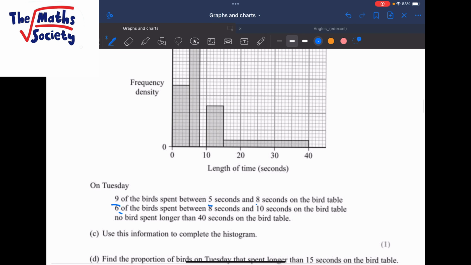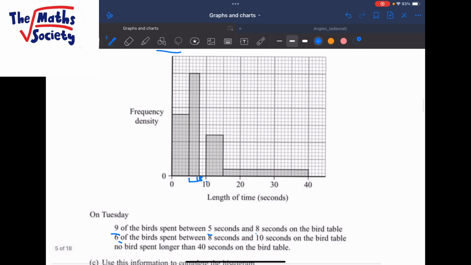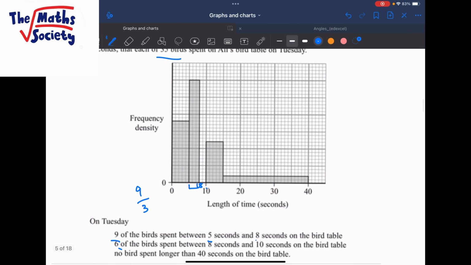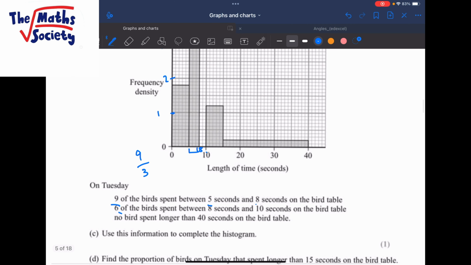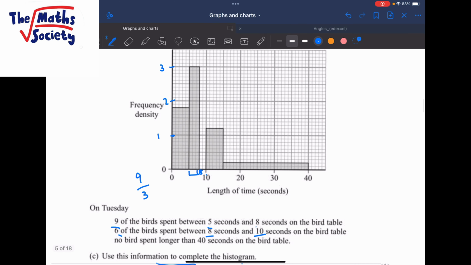So to know the frequency, we can calculate between 5 and 8. This could be 5 to 8 because this one would be 8 to 10. So 5 and 8 seconds, it says 9 of the birds. And then you have a class width of 3, which means this was at 3. So then we can calculate it's at 1, 2, and 3. And we need to use this information to complete the histogram, which is we need to complete 8 and 10. So that's like class width of 2.